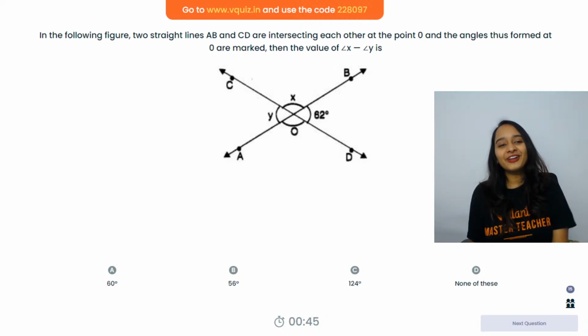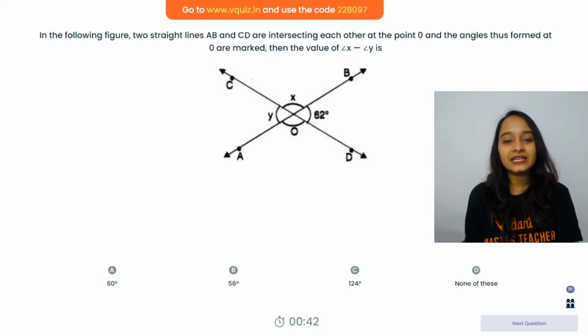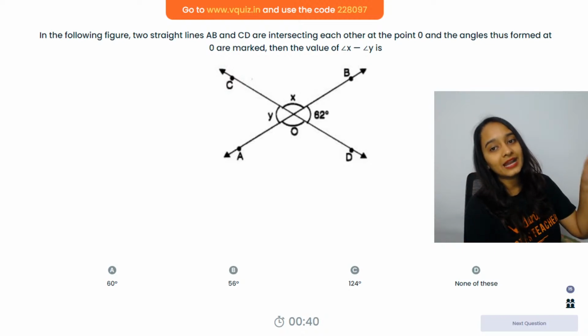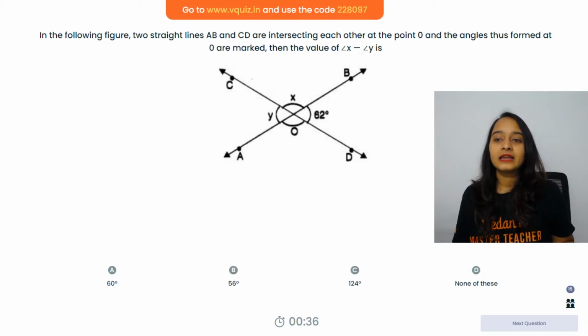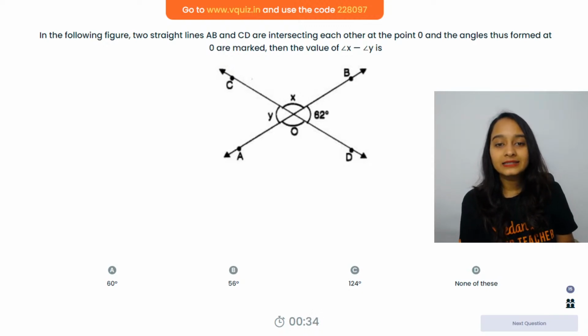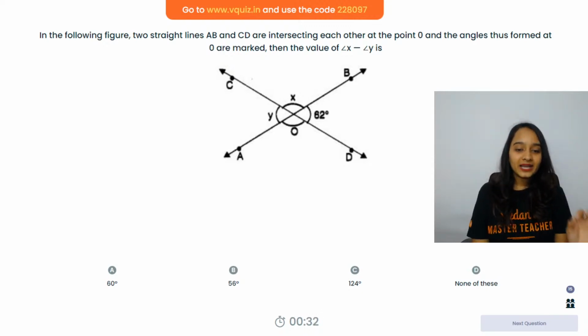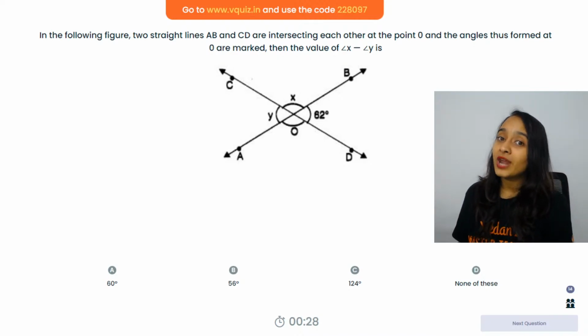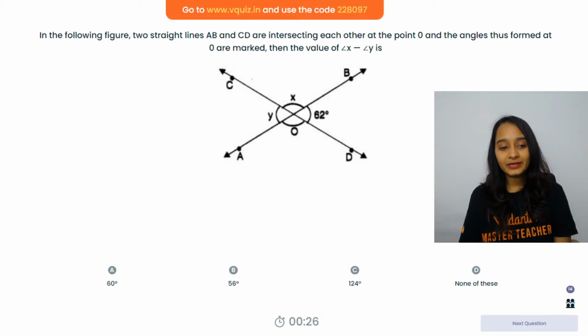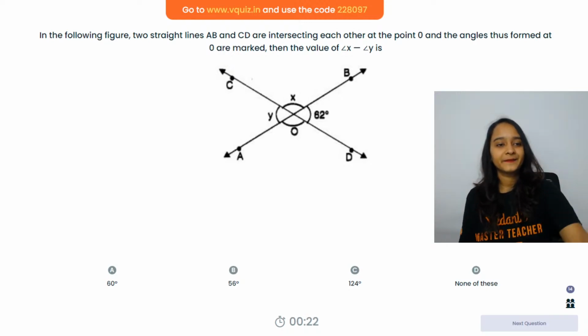In the following figure, two straight lines AB and CD are intersecting each other at the point O. The angles thus formed at O are marked. Then what is angle X minus angle Y? Two lines are intersecting, four angles are forming. What is happening there then? I've given a lot of time for this.